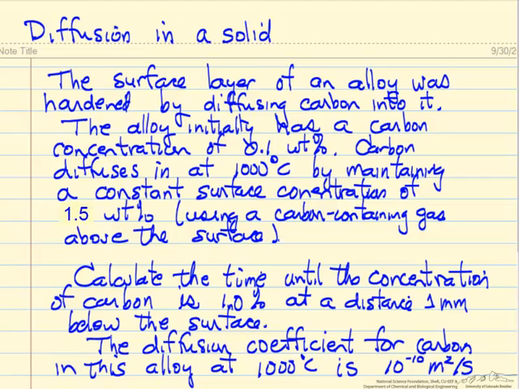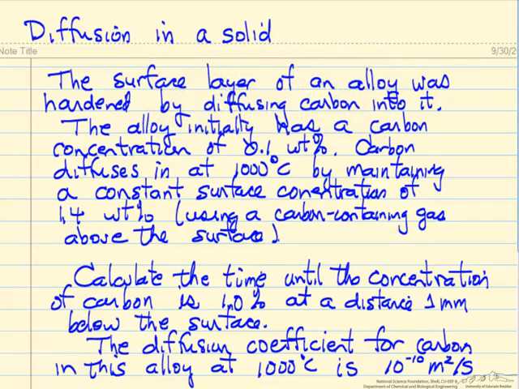And we're going to do this by maintaining a constant surface concentration of 1.5 weight%. So we have a gas phase that deposits carbon on the surface and keeps that constant. The question is, how long does it take before we get to a certain concentration? In this case, we're going to calculate when the carbon concentration in the alloy is 1% at a distance of 1 millimeter below the surface. And we're given the diffusion coefficient at 1,000 degrees C.